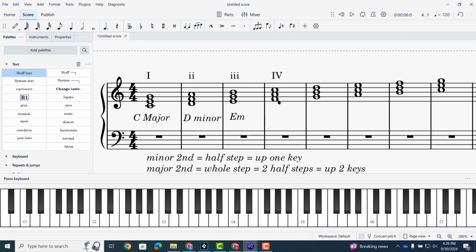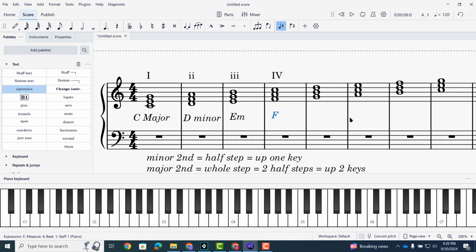So we use capital letters because it's major. How would you write that as a chord name? So you've given this to a guitar player to play. You would just say F. Okay. If you don't say minor or major, it's assumed to be major. So we have C, D minor, E minor, and F. That's the 4 chord.